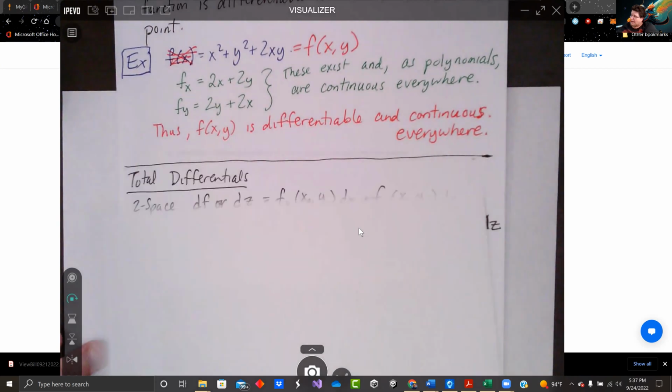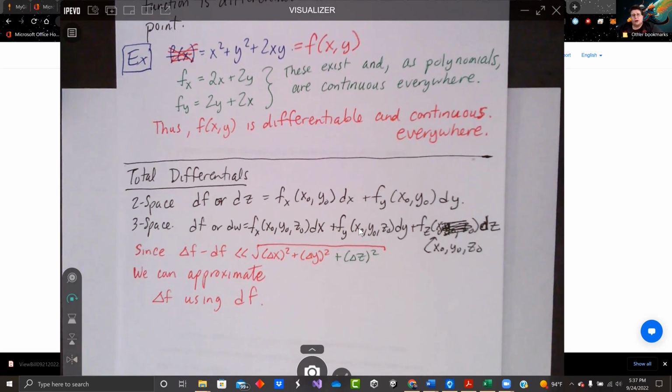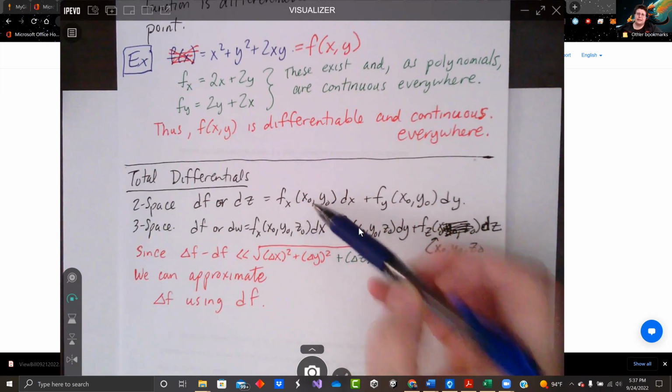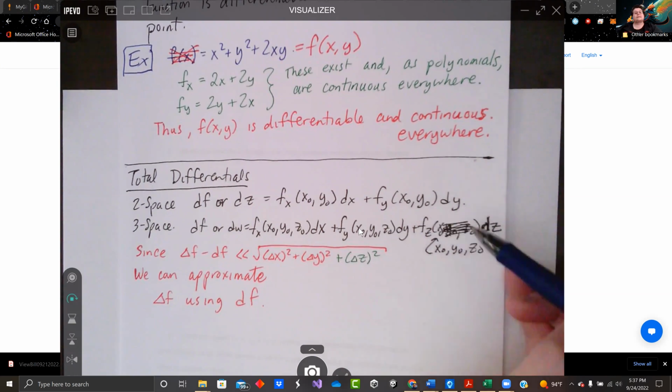Okay. I said we'd talk about total differentials. In two space, we have df or dz. We take the partial with respect to each component, evaluate it at x naught, y naught, or whatever point we're looking at, and then whatever variable we took the partial with respect to, we multiply it by that d component. So I've got the partial of f with respect to x at x naught, y naught times dx, plus the partial of f with respect to y at x naught, y naught times dy. That's in two space.